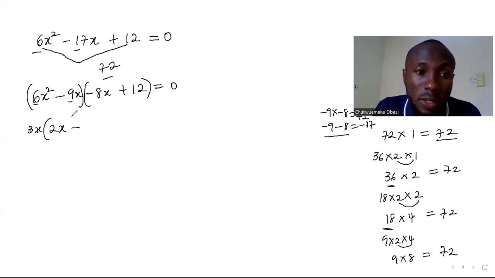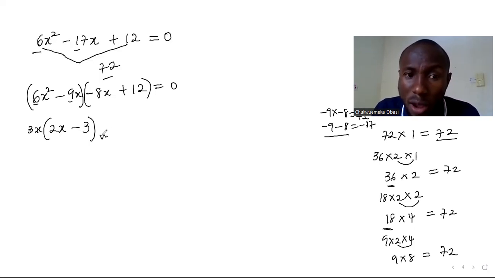Then minus, if 3 divides 9, you get 3. And if x divides x, of course, is 1. Let us confirm. 3x times 2x will give me 6x squared, and 3x times -3 will give me -9x. Remember, whatever you have here, you have to paste it right here. That is how I like to do it.